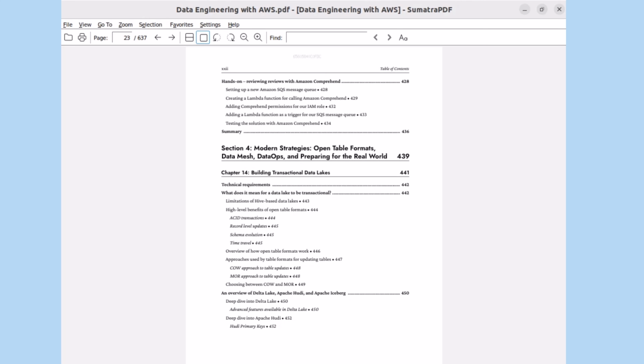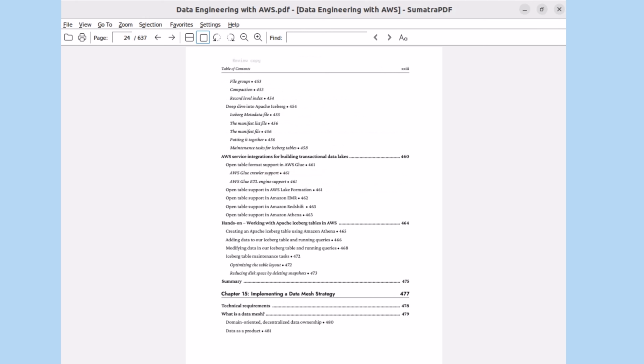Section 4, we have more strategies. Open table formats, data meshes, DataOps. We're still on page 439. Chapter 14, building transactional data lakes. Starts explaining ACID and its benefits, and other concepts. Leading to chapter 15, how to implement a data mesh strategy.